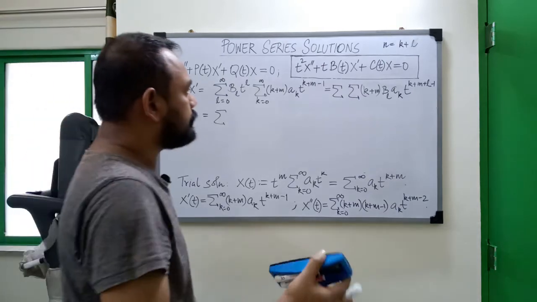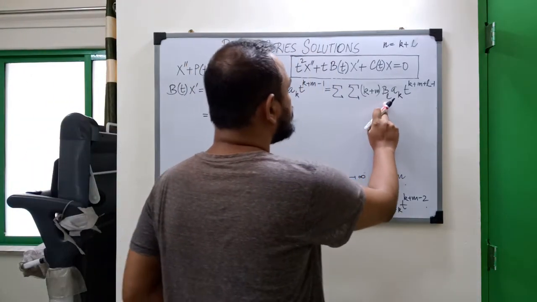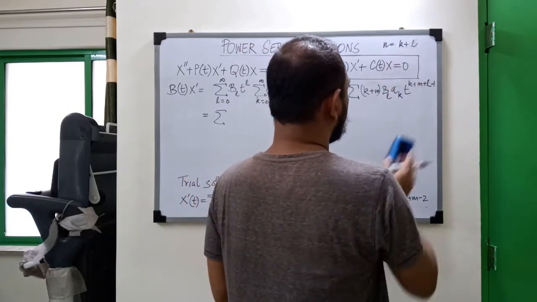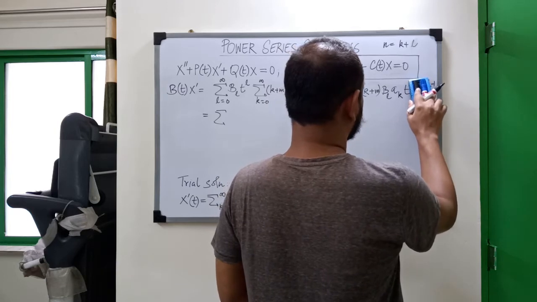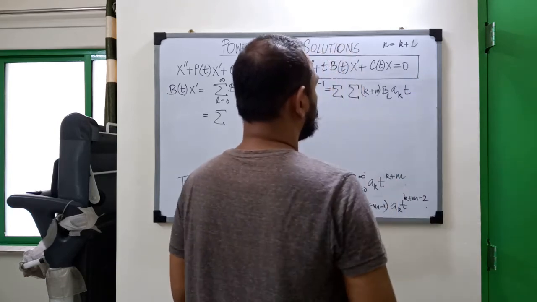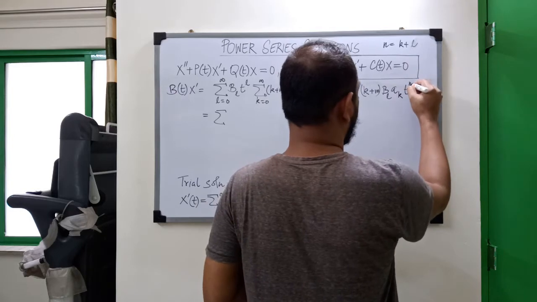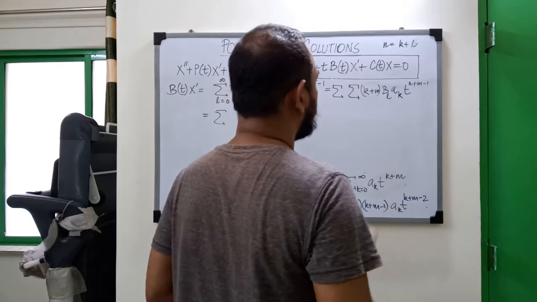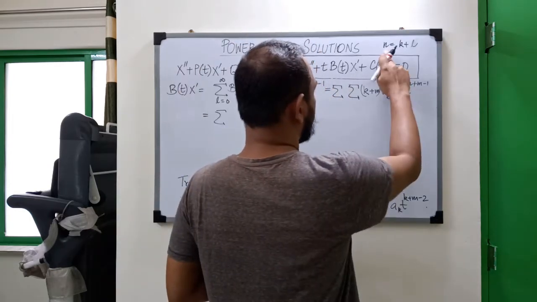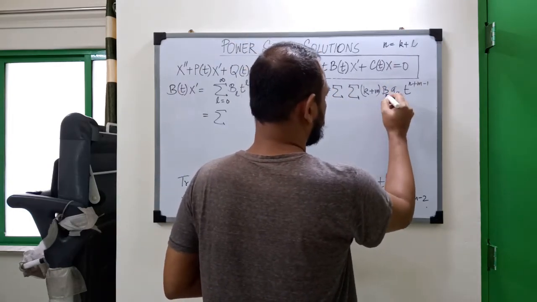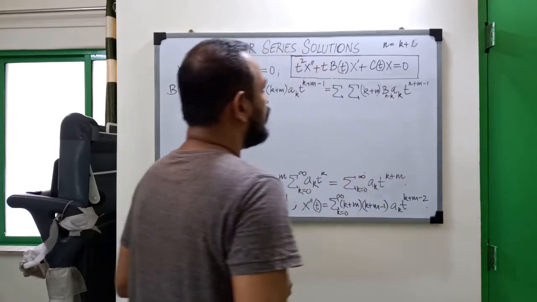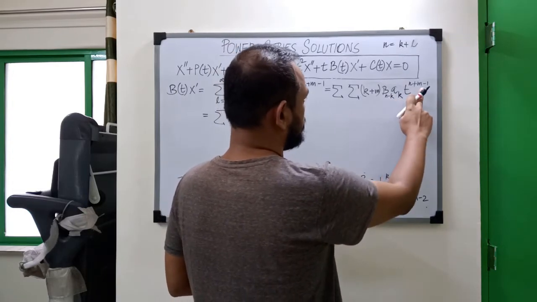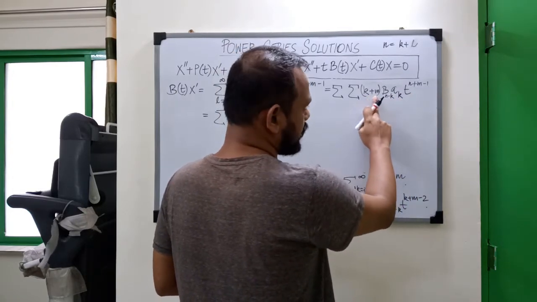And then what about L? L becomes n minus k. So this becomes n plus m minus 1. L becomes n minus k. And I'm keeping the k and I'm keeping the m. And this one is k plus m as it is.